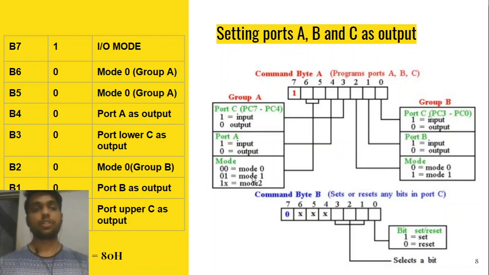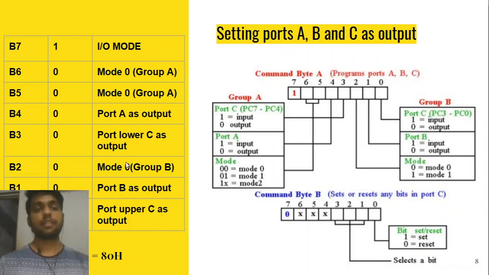Also, now all the ports need to be in the output condition. So for setting port A as output, we need this bit as a 0. So B4 is set as 0. Now again B3 is also set as 0 to make port lower C an output port, as shown here.